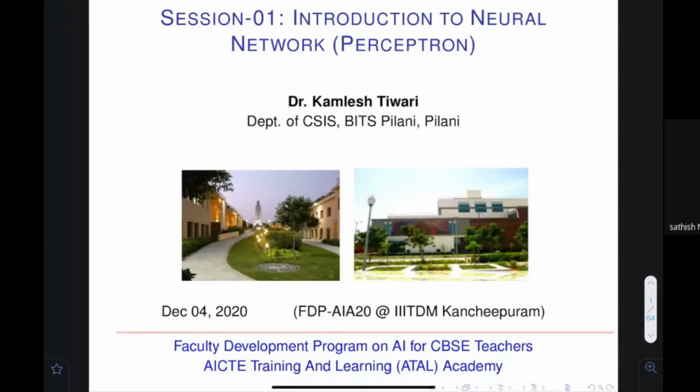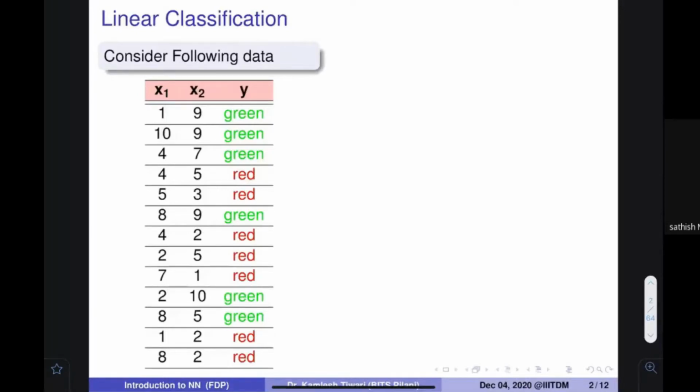Today we are going to talk in this session about neural networks, and you know that a lot of computational problems can be solved using this kind of tool. So let us start with a small description of a small problem that I have. Let's assume that this is the data that is given to you. Can you understand this data?